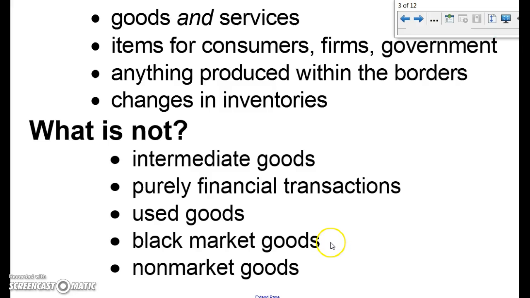Black market goods are not counted. Black market goods would be anything that's actually illegal to buy and sell. So, for example, drugs would not be counted. Non-market goods are also not counted, and those are not exactly the same thing. They're not illegal. They're just not things that are actually sold in a market or where there's a price attached. So, for example, if a mother cuts her son's hair, that does not count toward GDP, even though if she took him to the barber, it would count.